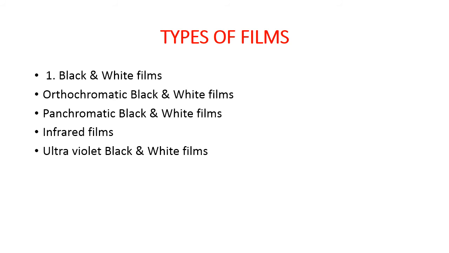Okay, one more is remaining: ultraviolet black and white films. These films are sensitive particularly to wavelengths between 0.3 to 0.4 μm. These are used to detect highly illuminated objects like oil. The direction in which the oil is moving in the ocean can also be identified by using these films.